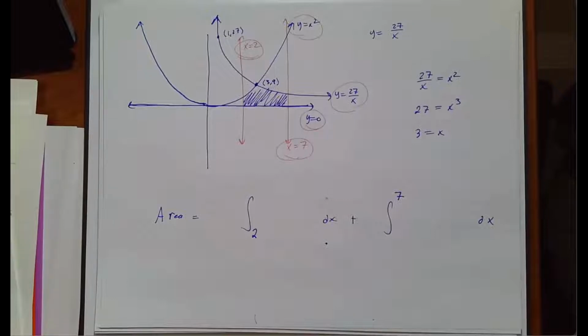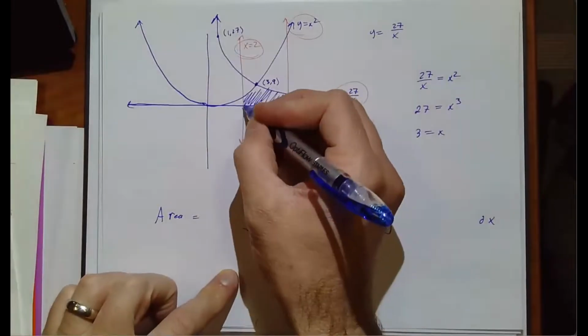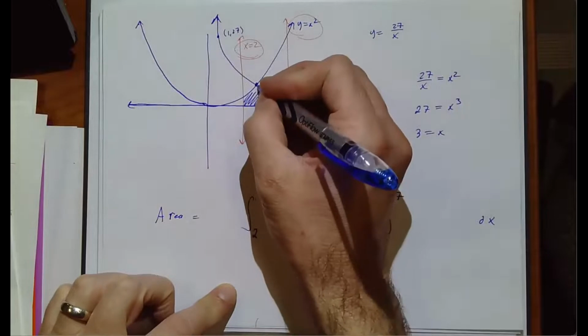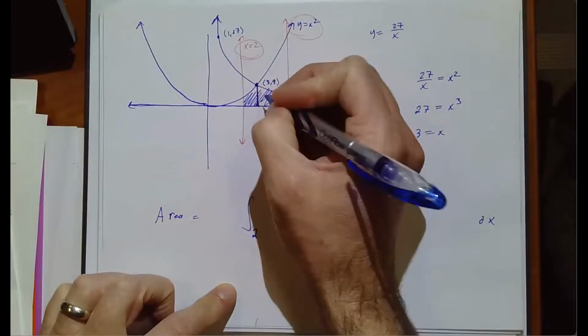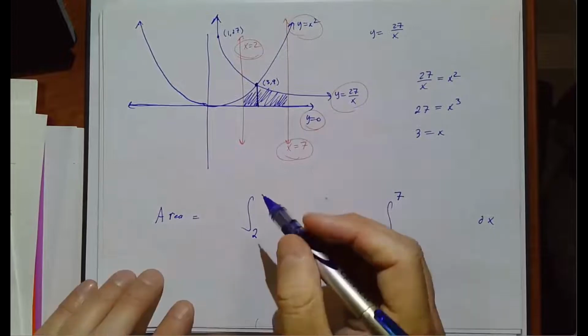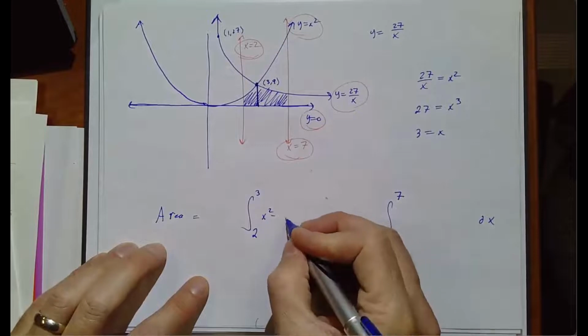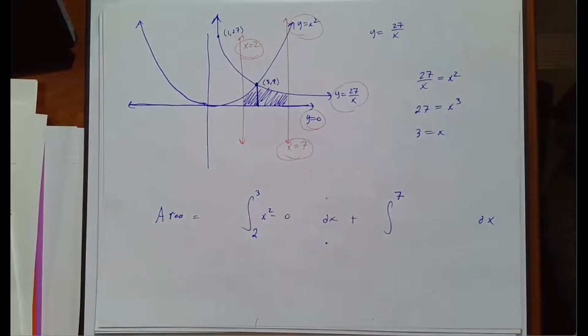All right, so for this first integral, starting at x equals 2 and going as far as x equals 3, right? Because that's where we have a break or a change. The top function is x squared. The bottom function is 0. You don't have to write minus 0, but it is good to think about, because I'll show you another example of why you should think about that.